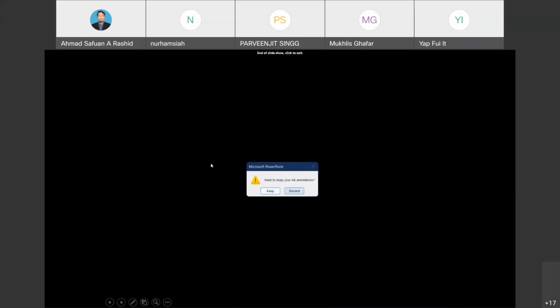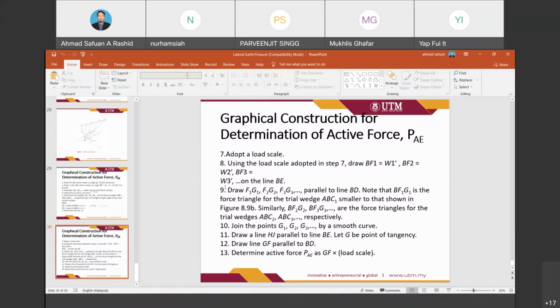Okay, so that is the procedure for the graphical construction. Okay, we look at the Coulomb example. Let me open it first.